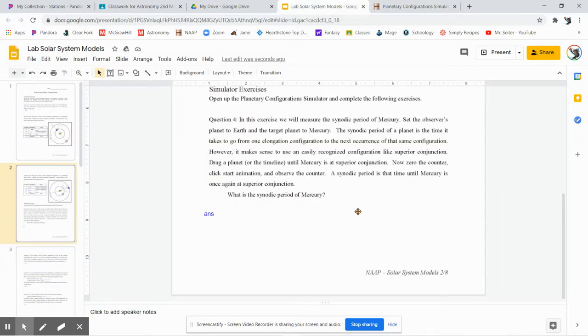All right, we got that. Now zero the counter. Click the Start Animation, observe the counter. A synodic period is the time until Mercury is once again at superior conjunction.